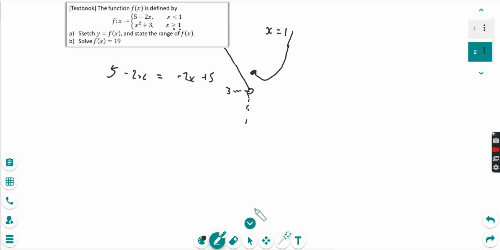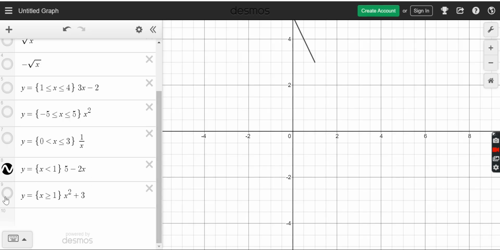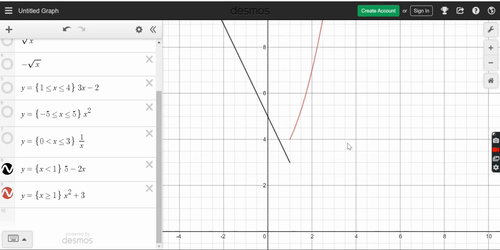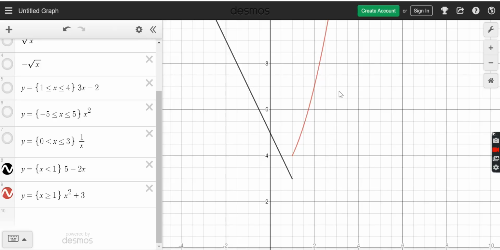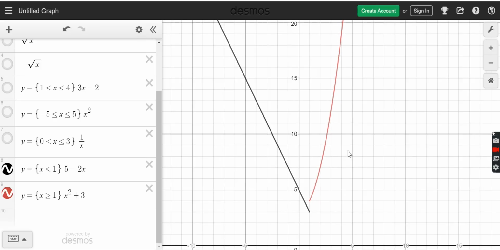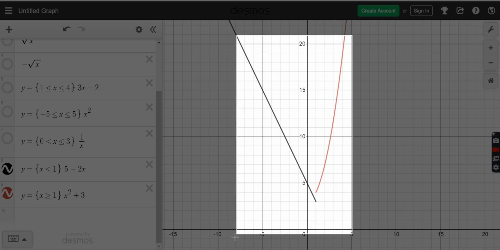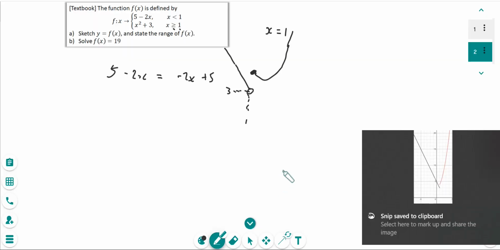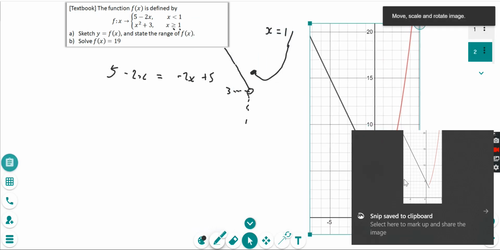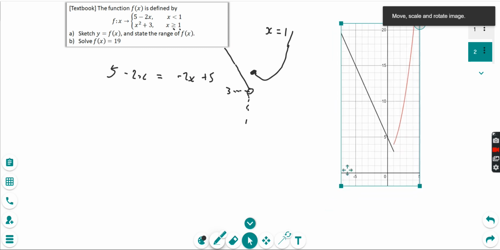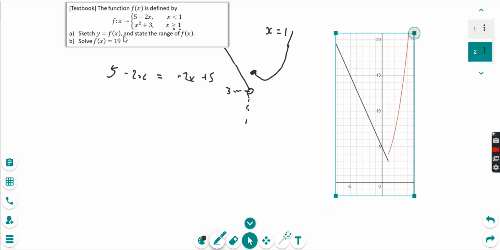So let's look at a neater version. So a neater version, it's going to look like this. And I think we're doing something with the number 19 in a moment. So let's make sure we go up to 19. So what do we need to do? Sketch it and state the range.